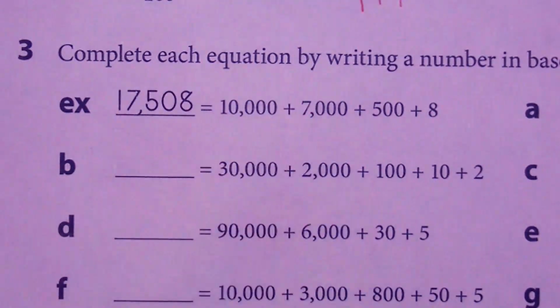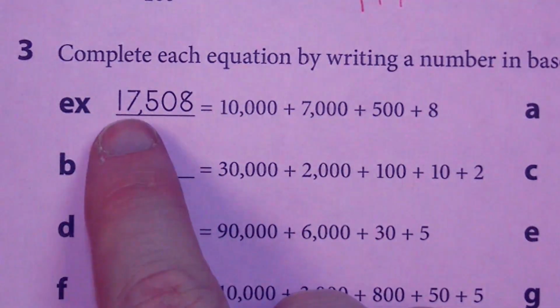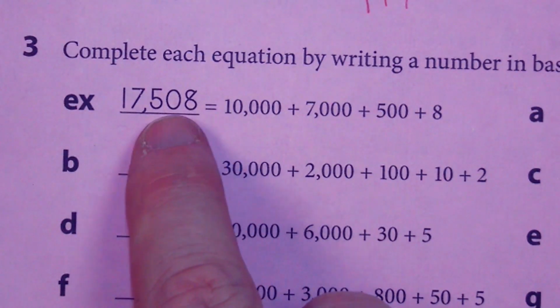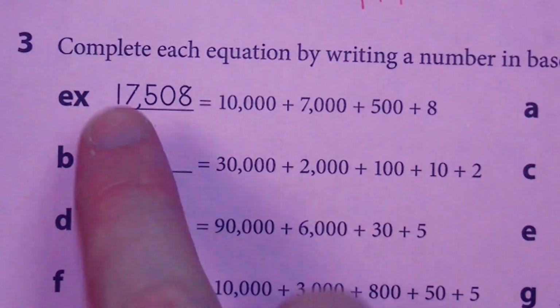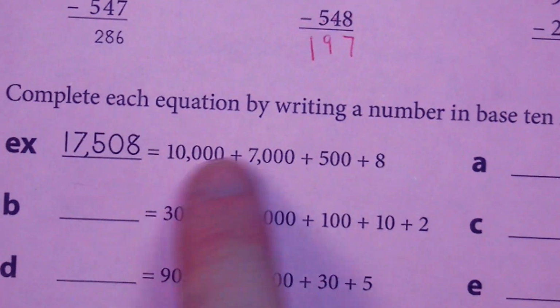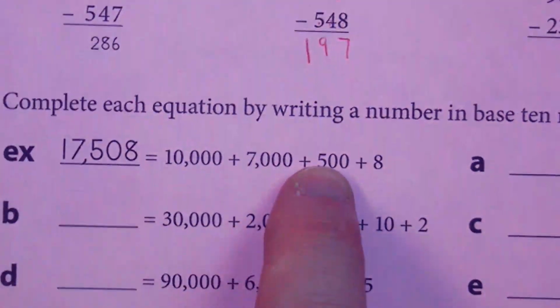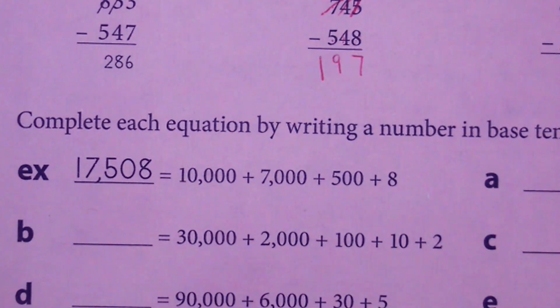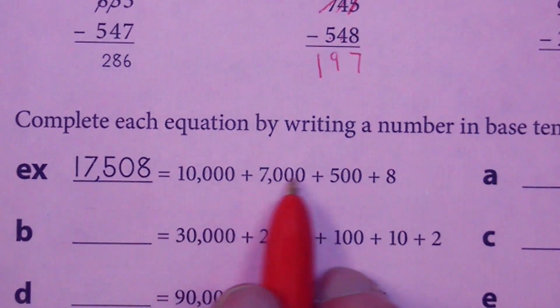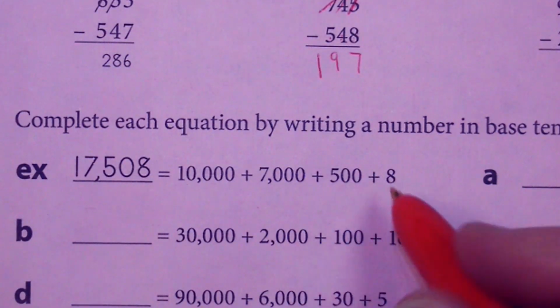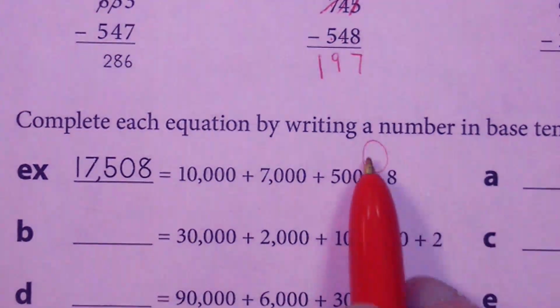Number 3 wants you to complete each equation by writing a number in base 10 numerals. How do you know it's base 10? These are my base 10 numerals. I've got a 1s, a 10s, a 100s, a 1000s, a 10,000s. This is my base 10 numeral. I got that by combining all of the place values. What is interesting is that sometimes you might be missing one of the values. I've got a 10,000 number, a thousands number, a hundreds number. There is no tens in this one.